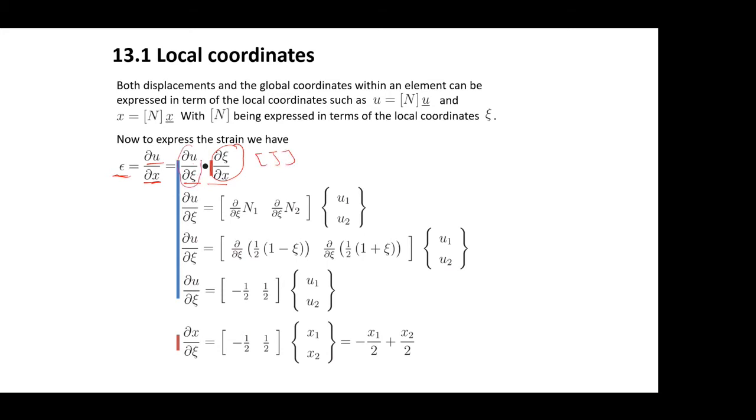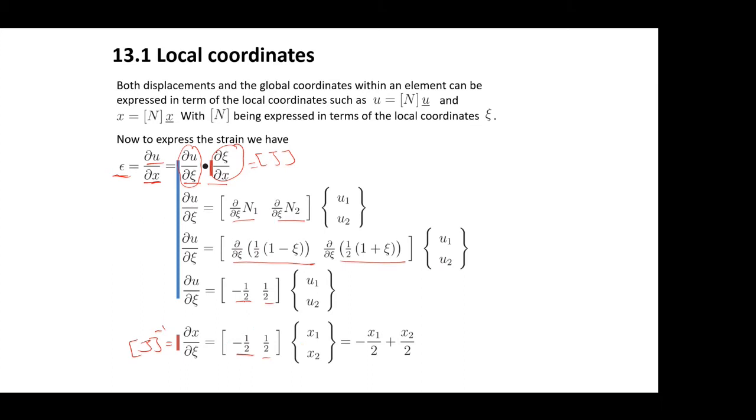And this guy is easy to find because this is just like du with respect to x. We have the shape functions with respect to xi, so this is easy to derive. This is just the derivative of the shape functions. It's minus half and half. Whereas this guy here, the Jacobian matrix, we cannot find directly, but we can find the inverse of it. So it is dx over dxi. Okay, so this is minus half and half.